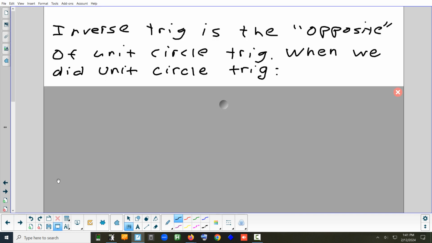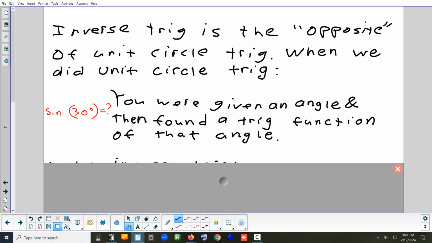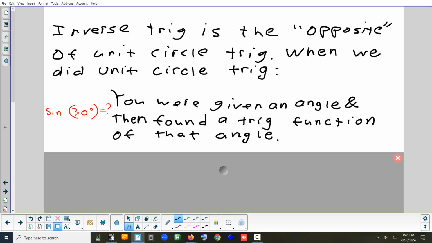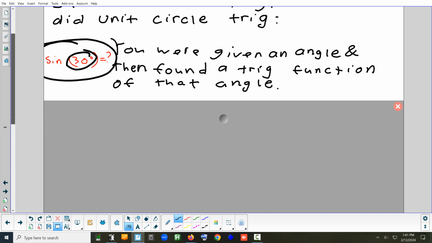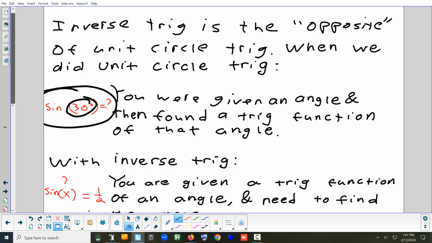All right, so now I kind of did this at the beginning, so we already said this, but we did unit circle trig last week. This week, it's the opposite. This is the kind of question you would have seen on the test last week. I would give you an angle, I'd give you a trig function, and I'd say fill the angle in and tell me what the sine of the angle is, or the cosine or the tangent. But the point is, I gave you the angle. This week, it's going to be the reverse.